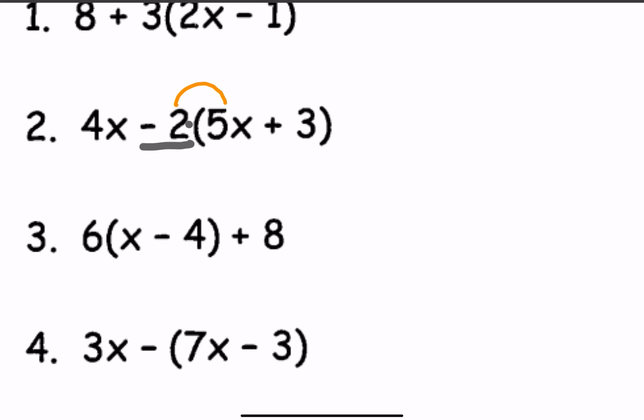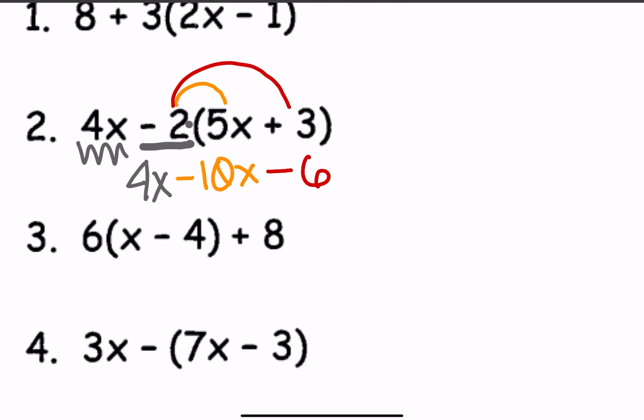So -2 times 5. Well, we have a negative times a positive, so that's going to be a negative. And then 2 times 5x is 10x. Then we have -2 times 3. Again, negative times a positive is a negative. 2 times 3 is 6. Now, because we've done that multiplication, we distributed, we got rid of the parentheses. So all we have left is to bring down that 4x.